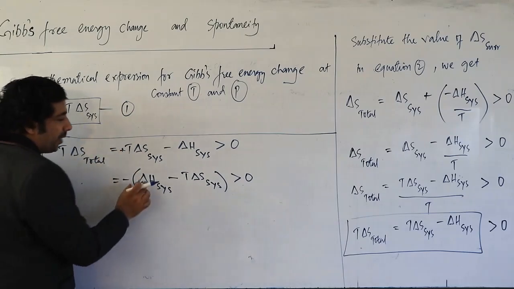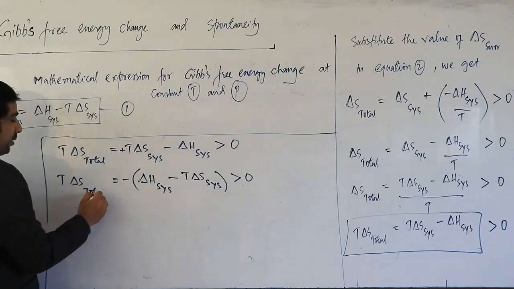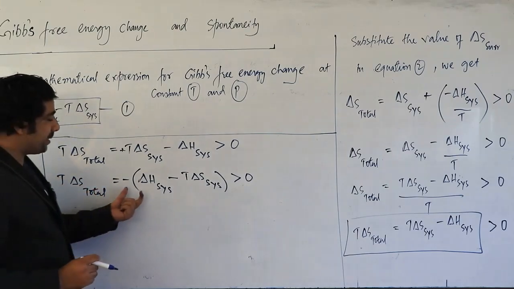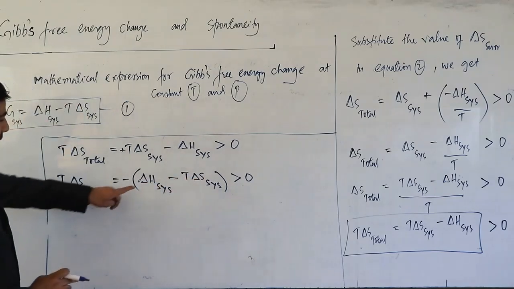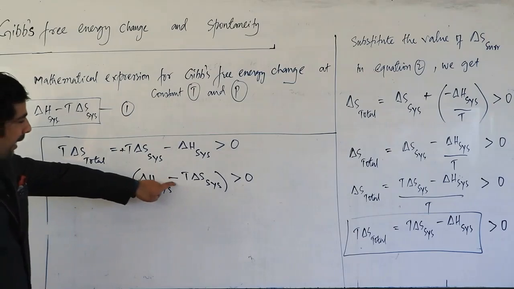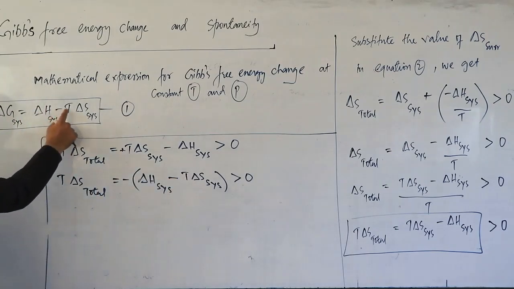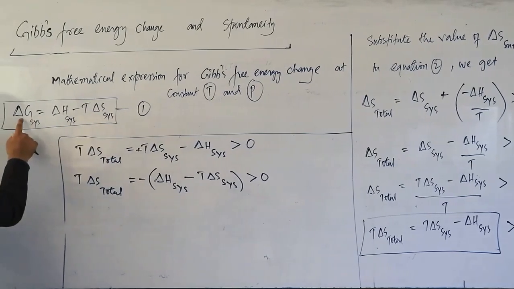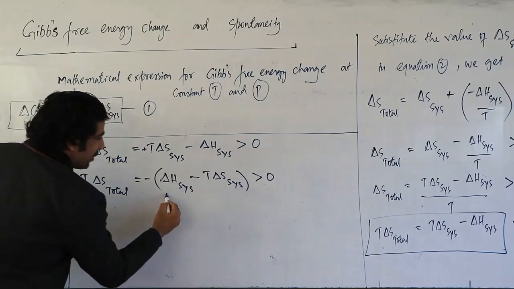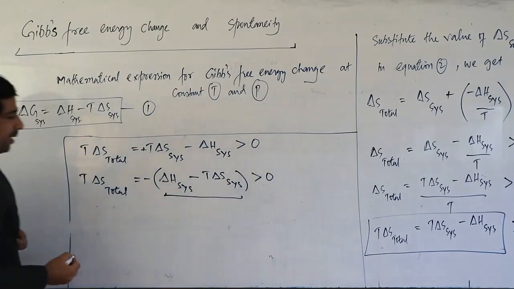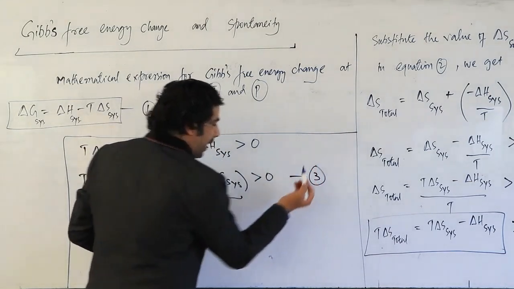Please remember. Now this is your expression. So finally T del S total is equal to minus of del H system minus T del S system. Now look here, my dear friends, del H system minus T del S system is equal to delta G system. Please try to understand this expression. Yes? So my dear friends, let us call it equation number 3 for the time being.